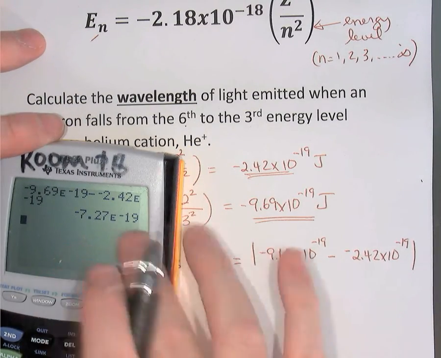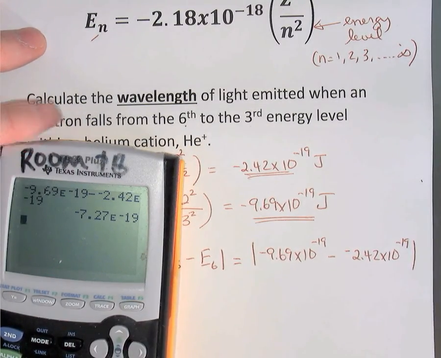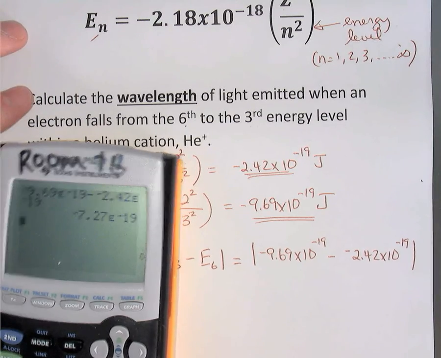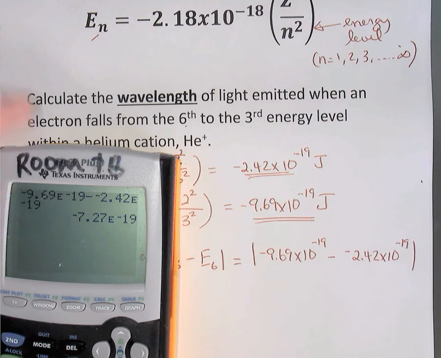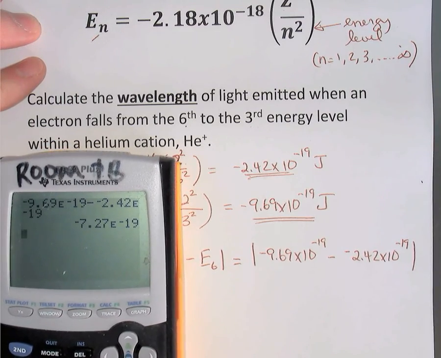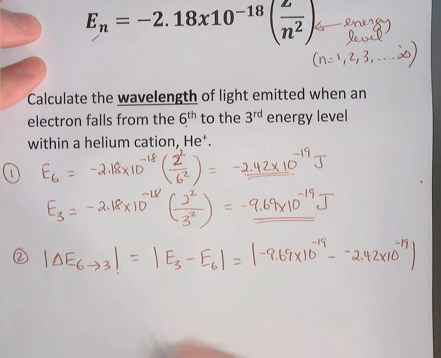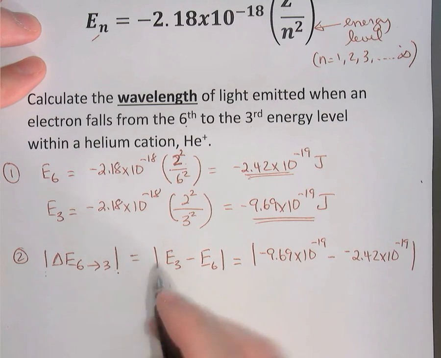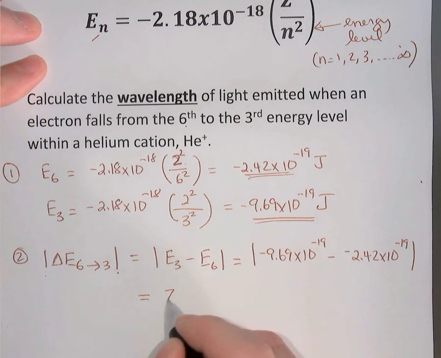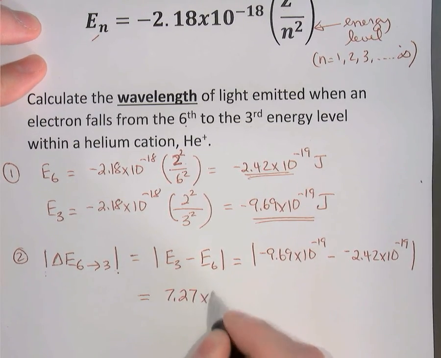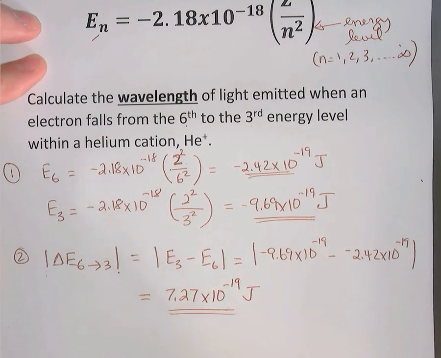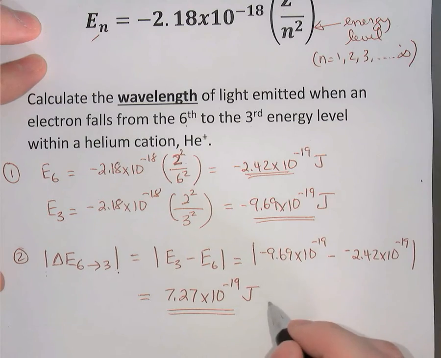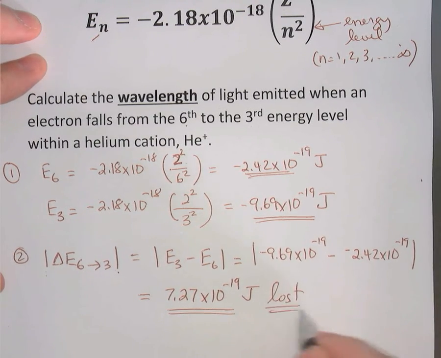Notice the answer comes out as negative, and that's because energy is being lost. The electron's falling from a higher level to a lower level, so it's losing energy. That's why it's negative 7.27, but we're going to make that positive because we're taking the absolute value. So 7.27 times 10 to the minus 19 joules. There will be the answer for the energy lost, or the energy emitted.